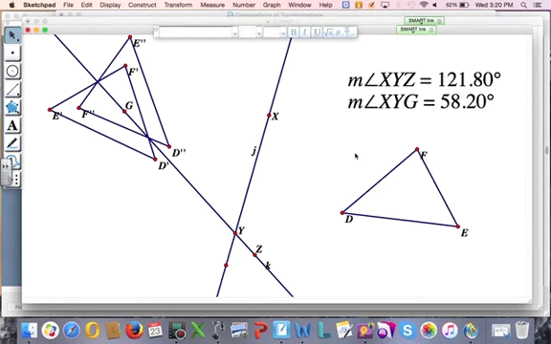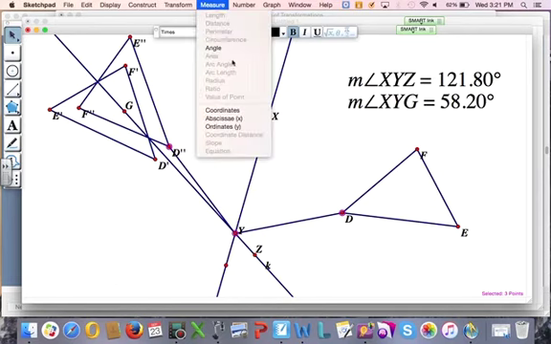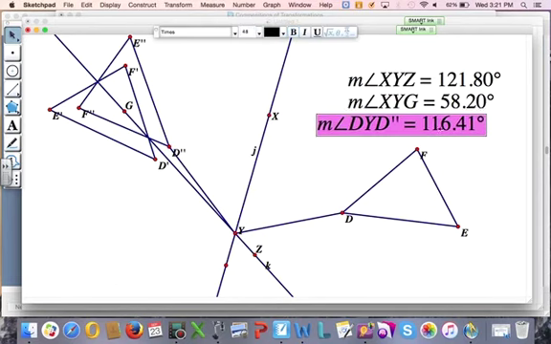So let's go back to what we did in the last module. In the last module, we connected a point to the center of the rotation, and then we connected the image of that point to the center of that rotation, and then we measured the angle. Okay, so let's measure that angle. So my actual angle of rotation is 116.41.